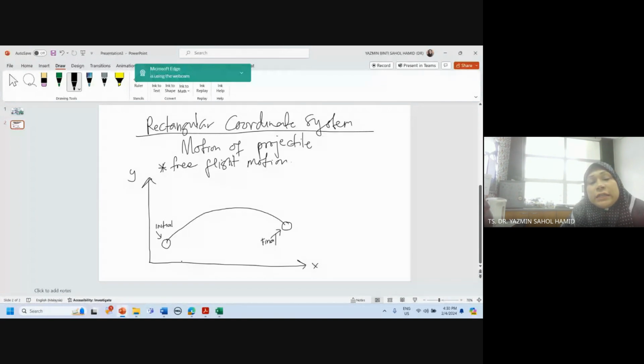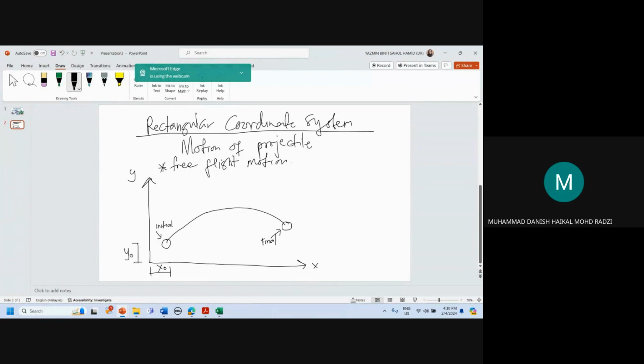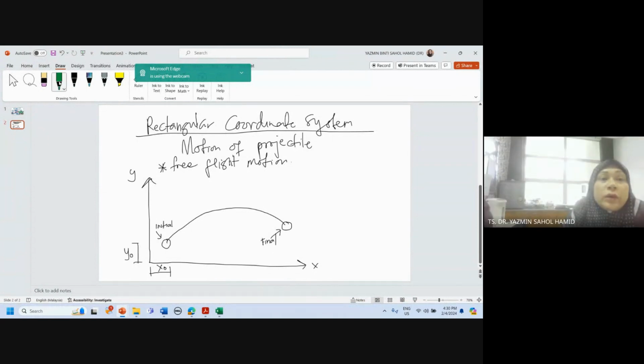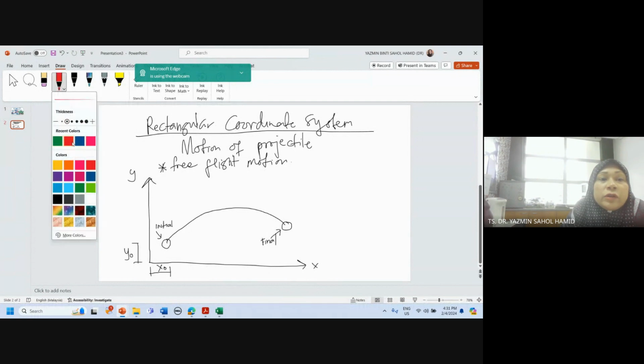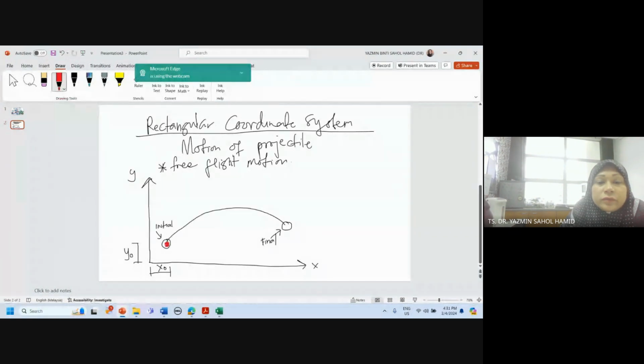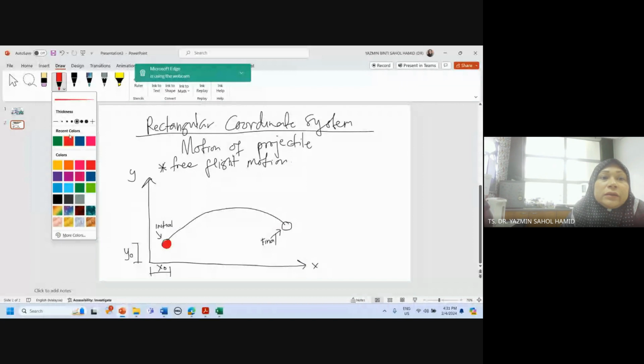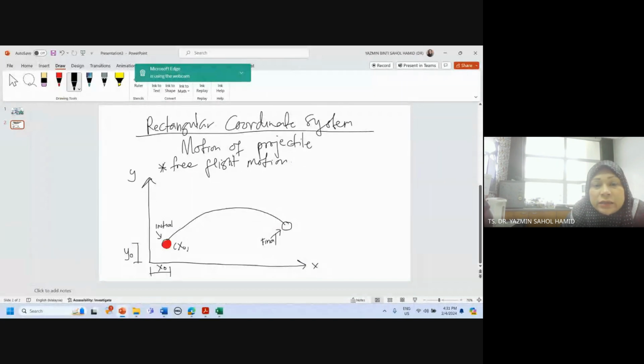Okay, so for the initial position, what symbol do we usually use? X naught. So this will be X naught, and this will be, what do you think? Y naught. So let's say I ask you, what will be the coordinate for the first initial position? Yes, that's correct. So this will be x naught, y naught. Again, for this type of question, you need to identify the coordinates. If you get the coordinates wrong, everything will be wrong.